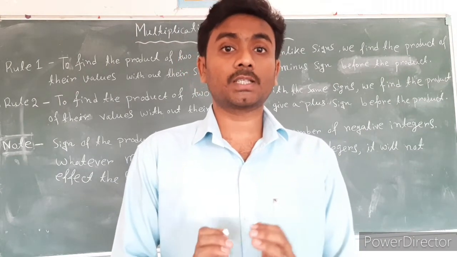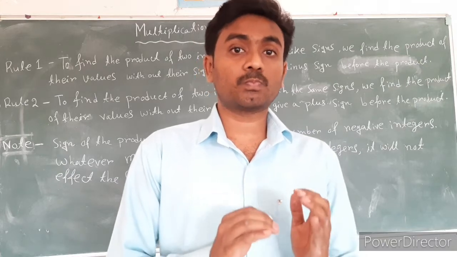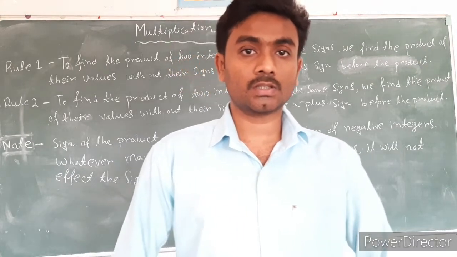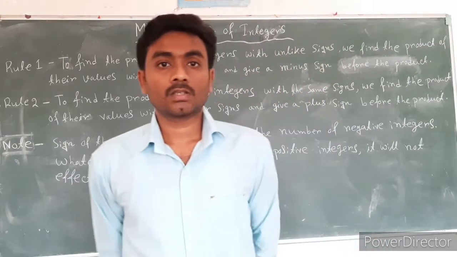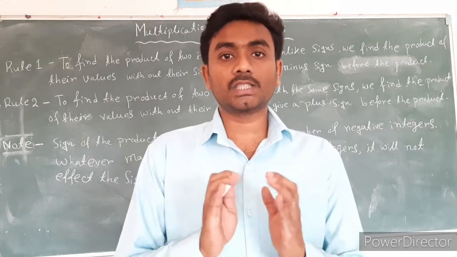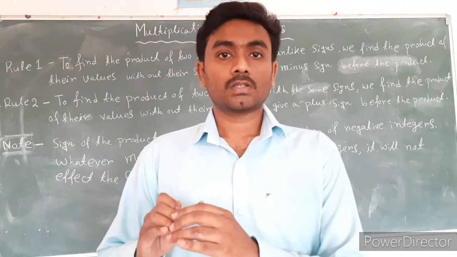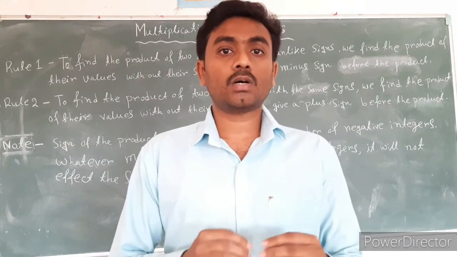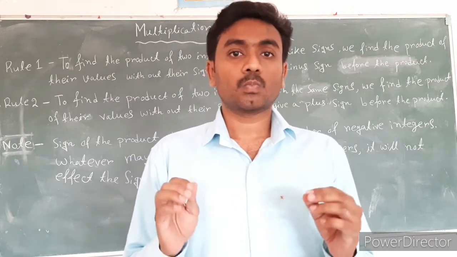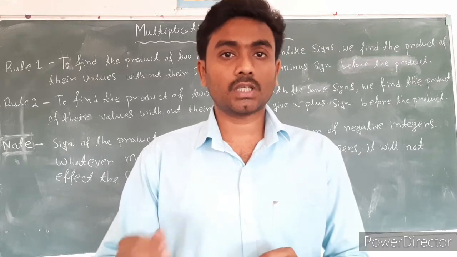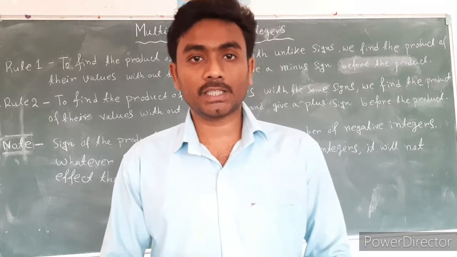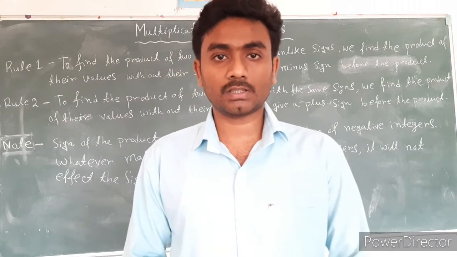We will now discuss multiplication of integers. How can we multiply them? How do we find the product of two or more than two integers? For two integers with unequal signs, when two integers have different signs, how do we multiply? First, we multiply both integers without their signs and take a negative sign before the product.